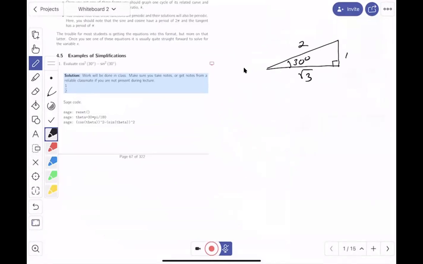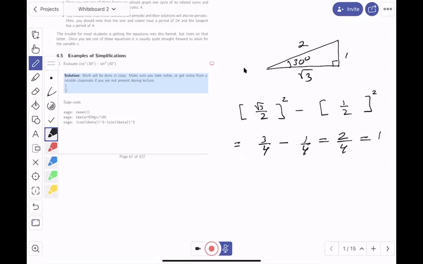And now we know what we have to do. So I have to do the cosine of 30 degrees and square it. And I have to do the sine of 30 degrees and square it. The cosine of 30 degrees is root 3 over 2. And the sine of 30 degrees is 1 over 2. All right, I got to do the arithmetic now. This can be 3/4 minus 1/4. That would be 2/4 or 1/2.